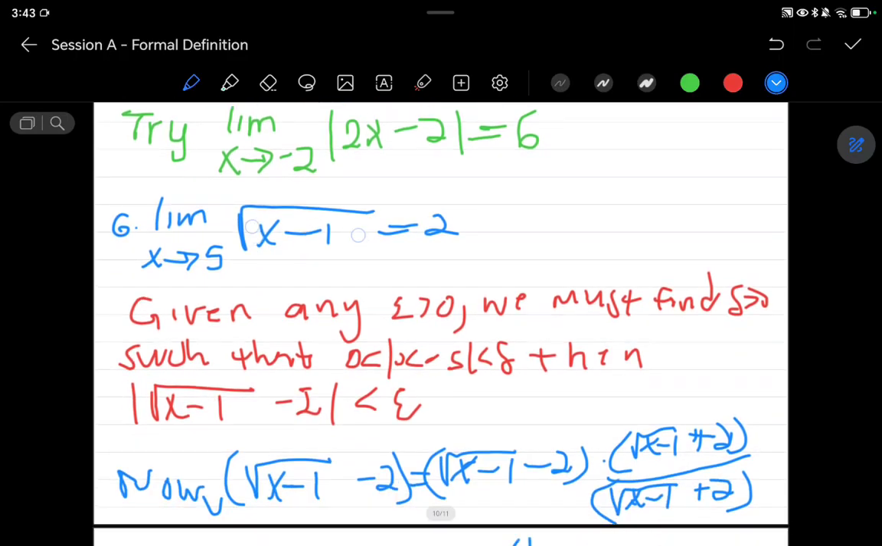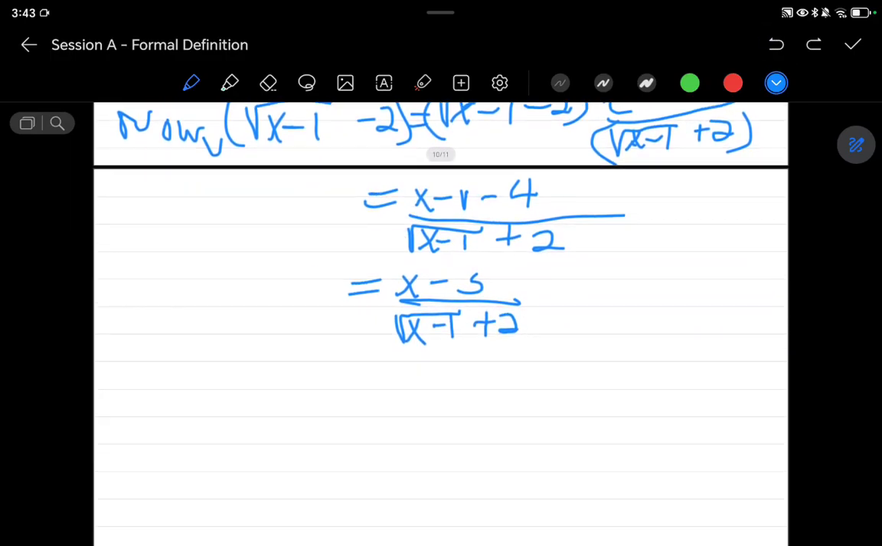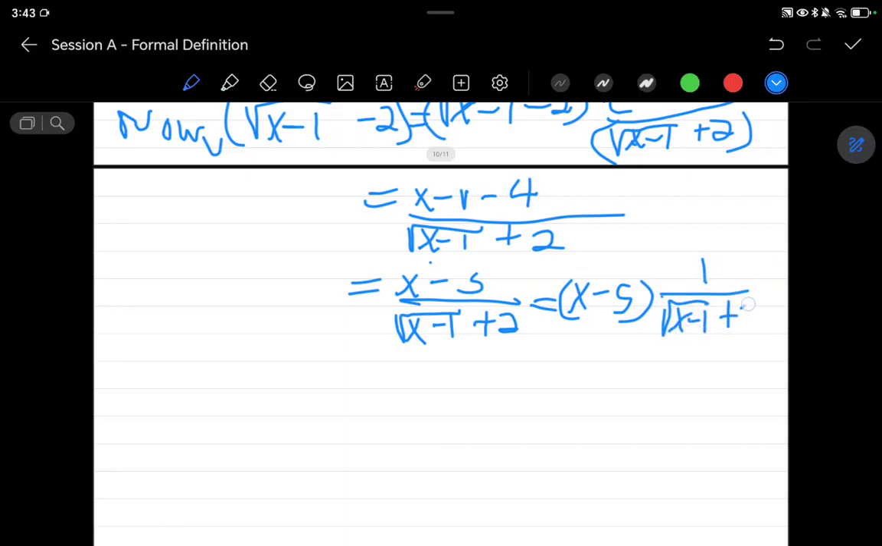Check this. What we're looking for is x minus 5. But we don't have it alone here. We have it here, but there's a foreign variable expression there. So we can write this like this: x minus 5 times 1 over the root of x minus 1 plus 2. We are not looking for this, so we must get rid of it. To get rid of that, let's start by putting this inside the absolute value.